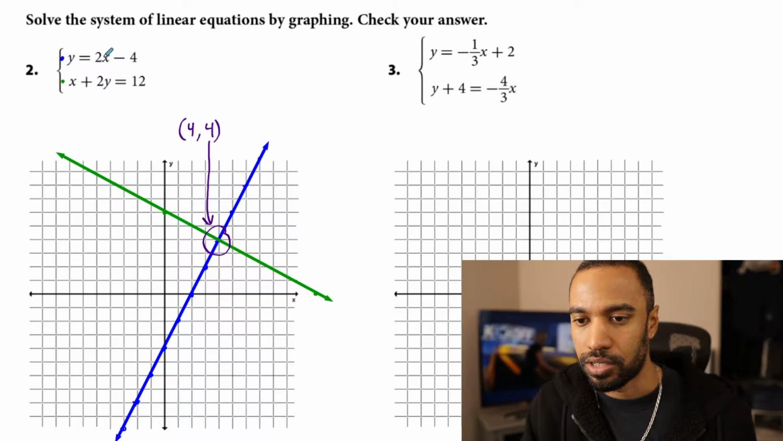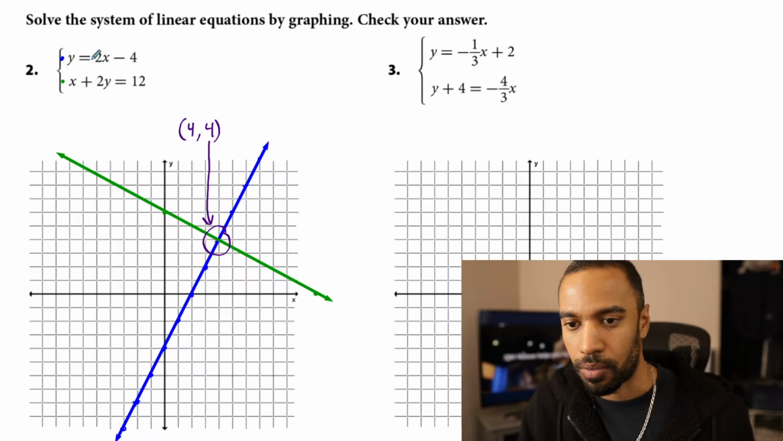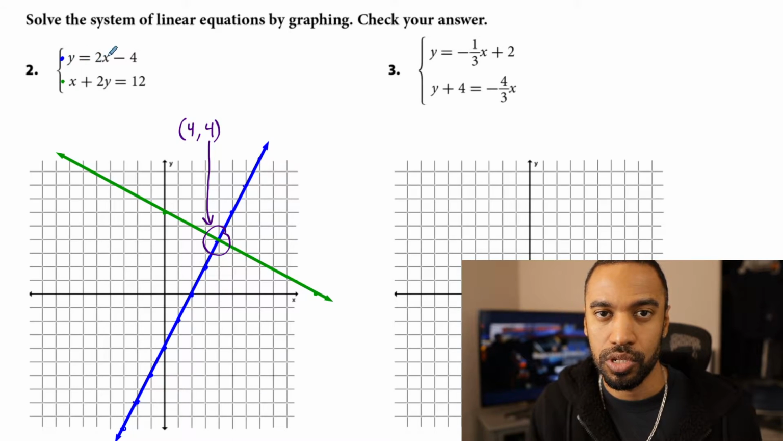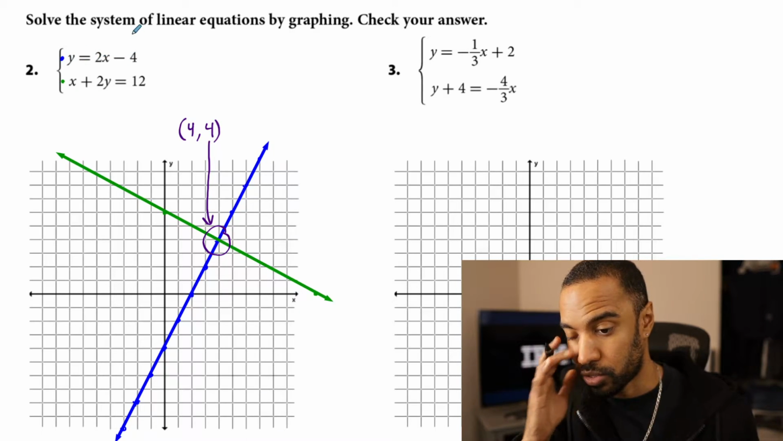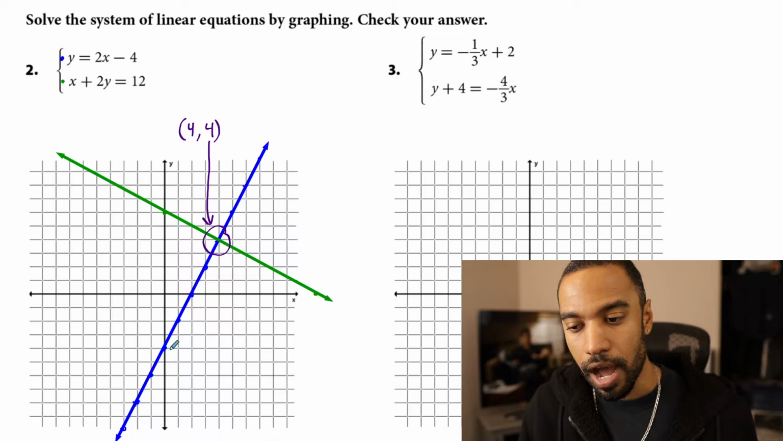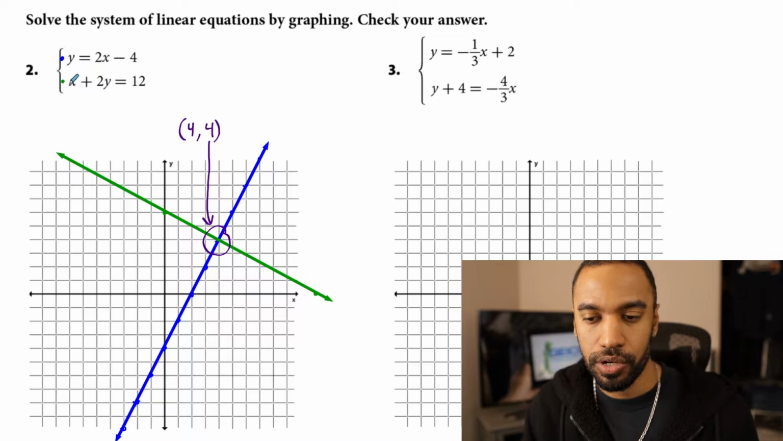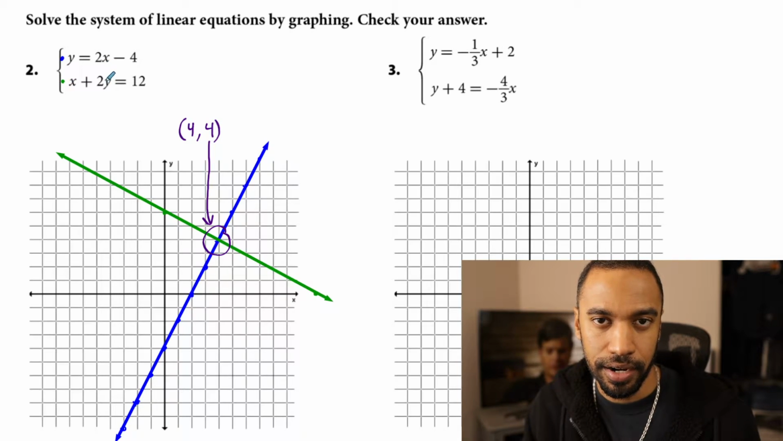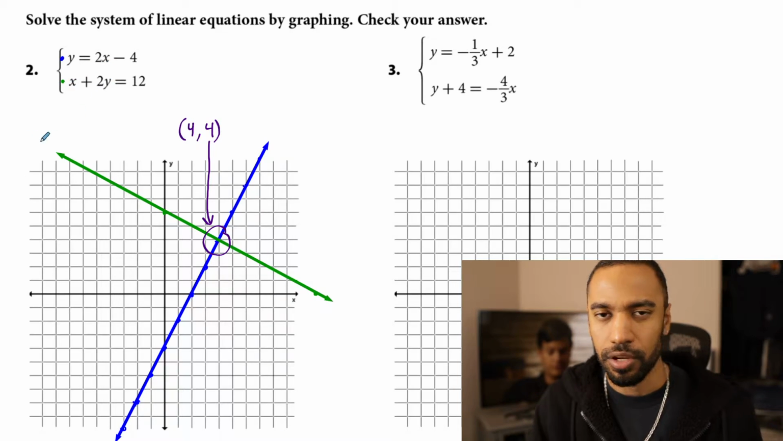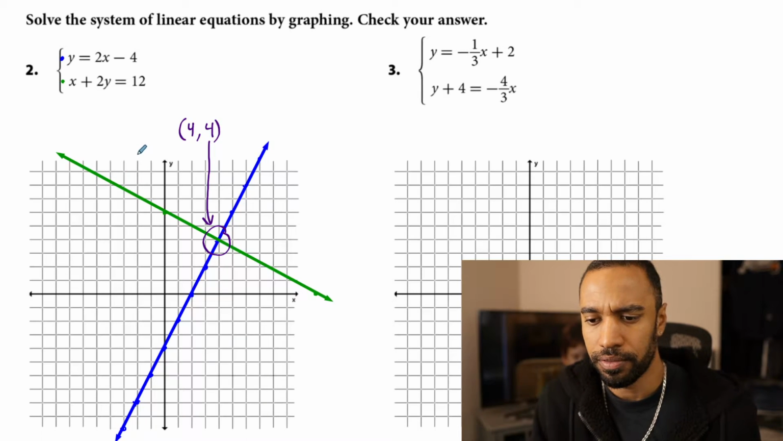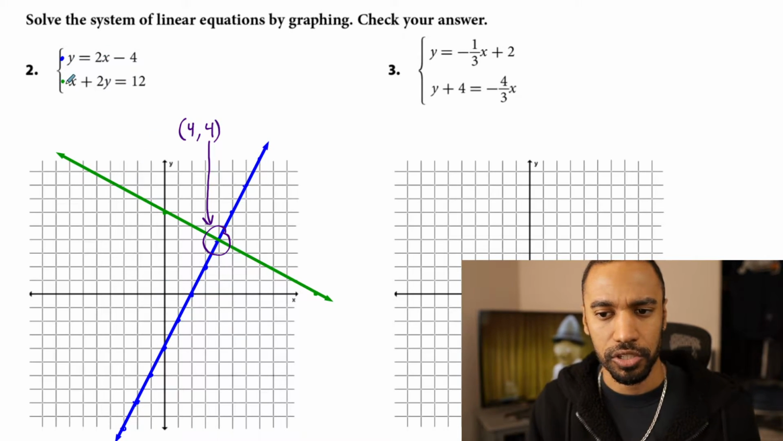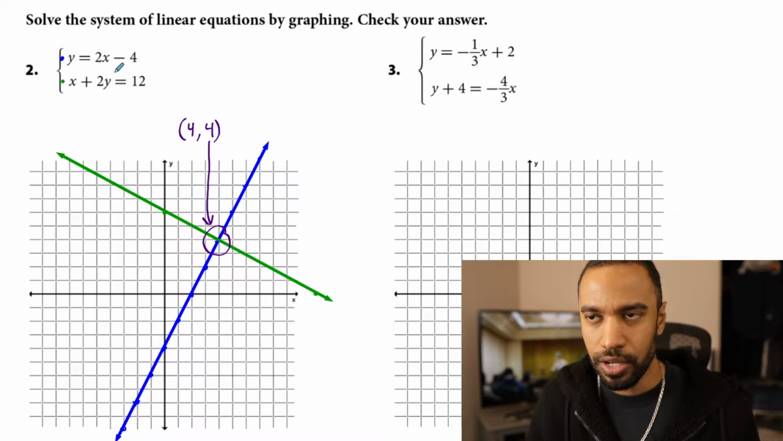0 equals 2 times, no, hang on a second, I said that wrong. -4 equals 2 times 0 minus 4. Yeah, -4 equals -4. So 0, -4 works in the blue equation. But if I substitute 0 for x and -4 for y into here, I get a statement that says -8 equals 12. And -8 doesn't equal 12 because 0, -4 is not a solution to the green equation.